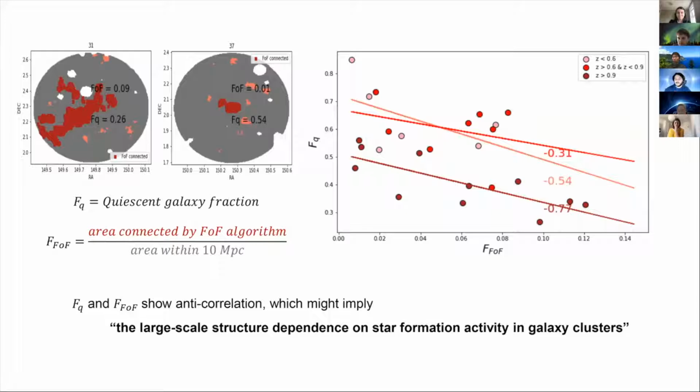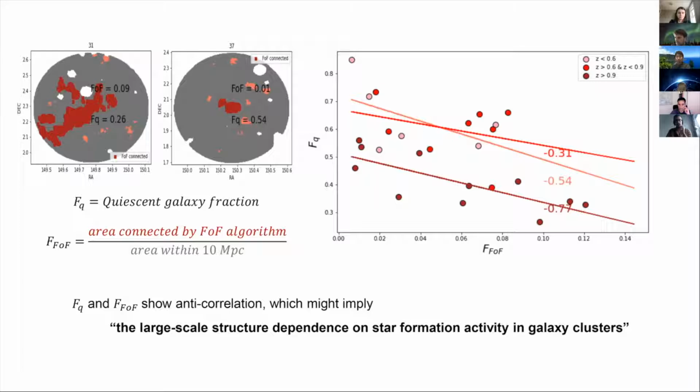Yeah, hi everyone, I'm Eunhee. I will talk about the large-scale structure dependence on star formation activity in galaxy clusters. The web-fitting model explains that star formation activity in galaxy clusters is determined by the presence of nearby large-scale structures. I wanted to check this model in the COSMOS field, which provides the most reliable redshifts.